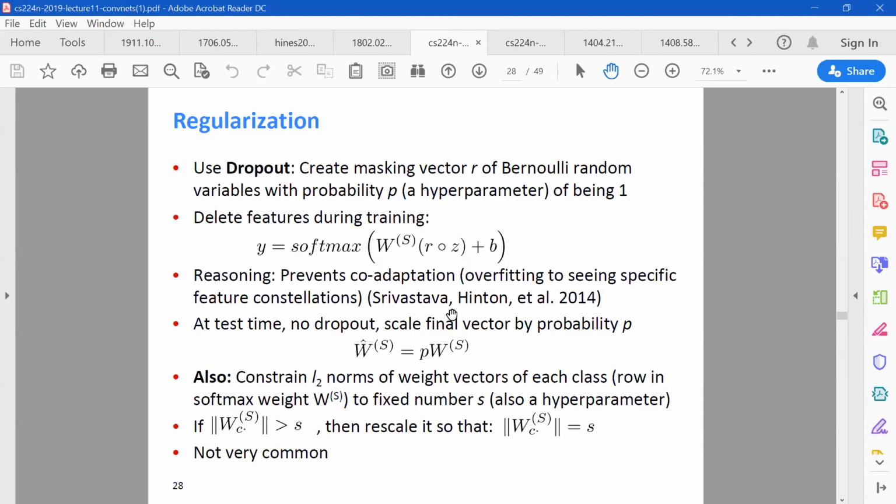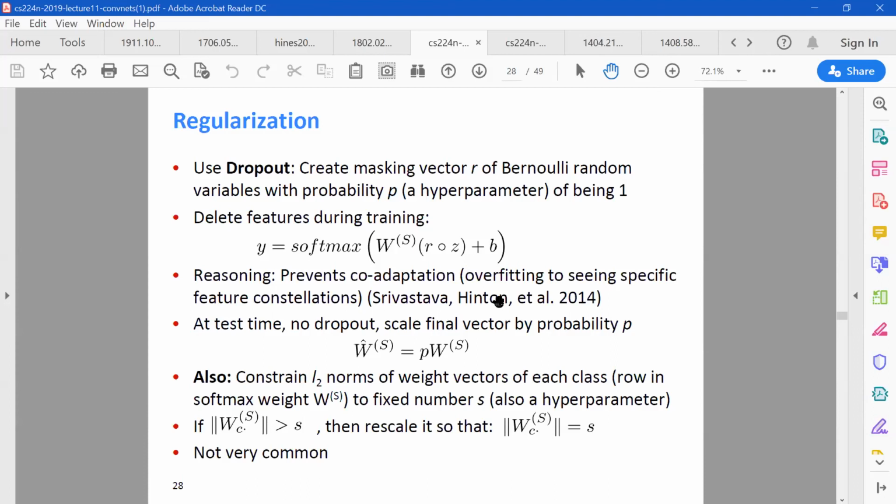Exactly. So if you want to do the correction at test time, you multiply by P. But as Gautam suggested, you could also do the correction at training time, and to do it that way, you would divide by P instead, and you'd get the same result. But you would do it on the activation, not on the weights.